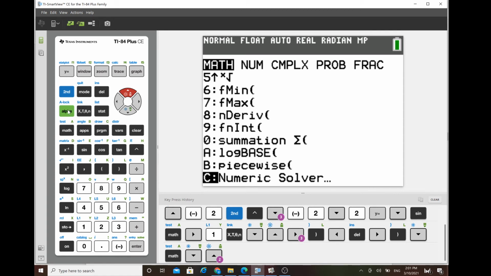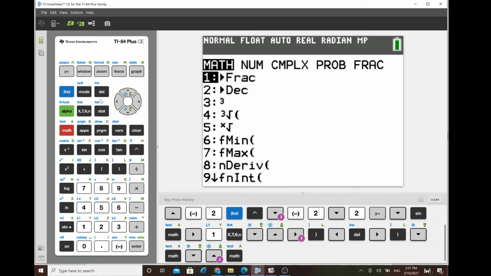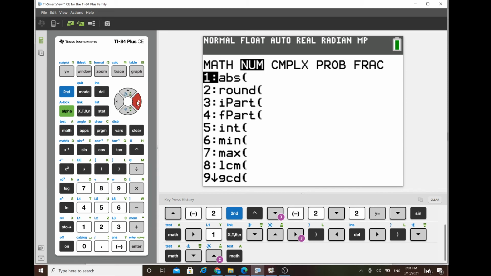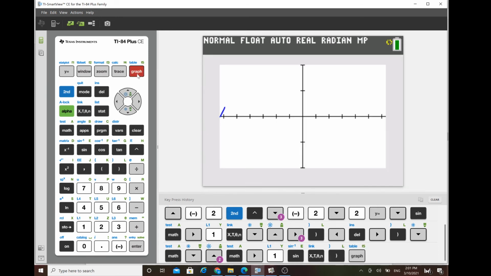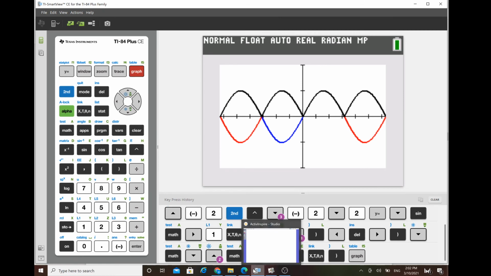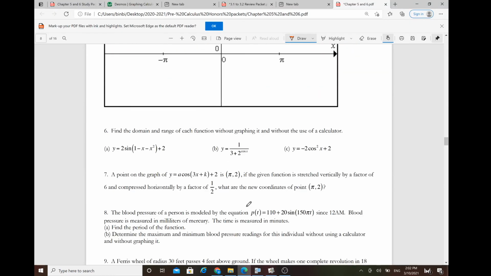Okay, one more time. So math, number, ABS, sine of x, close parentheses. Okay, so you see the different graphs right here, three of those: the parent graph, the one with the absolute value inside, and then the absolute value outside the whole function. Okay, so now let's see what else we got right here.